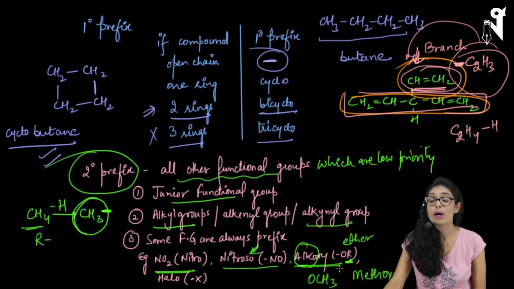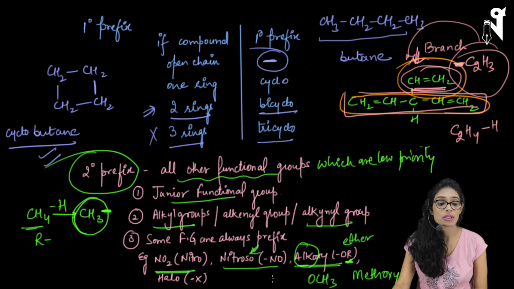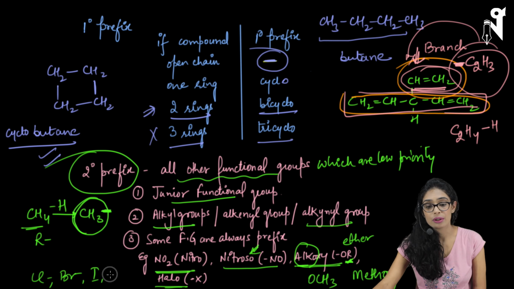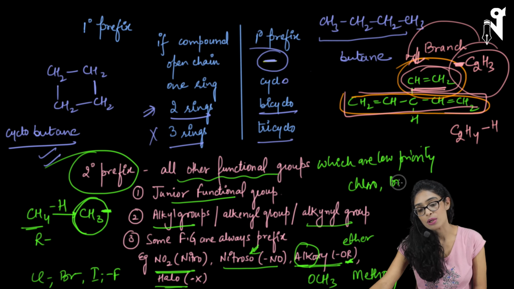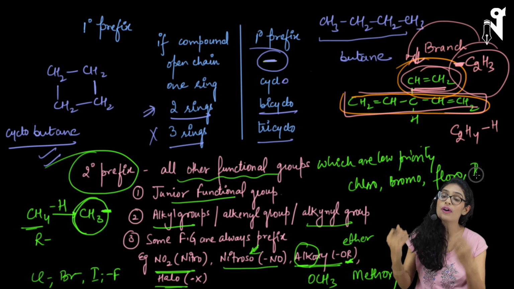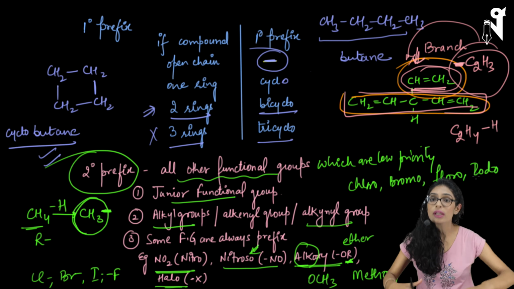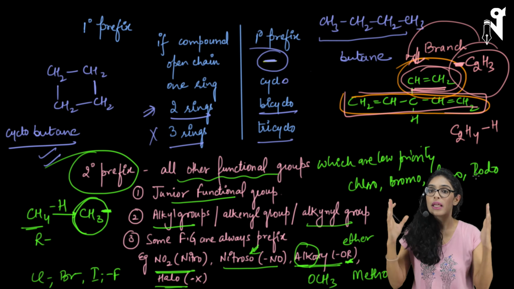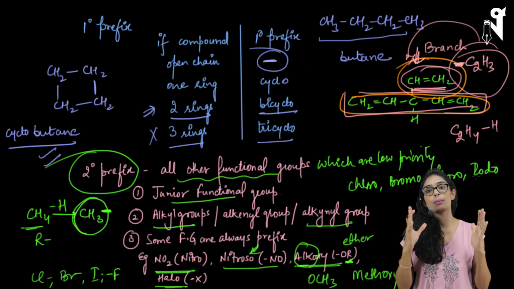Now, next is halo. Halo means halogens. Halogens are chlorine, bromine, iodine, and fluorine. And their names are, I'll just write it over here, chloro, bromo, fluoro, and iodo. And these names will always be in prefix, irrespective of whether these are the only functional groups present in the chain, or these functional groups are along with many other functional groups. Their name will always be written in prefix.